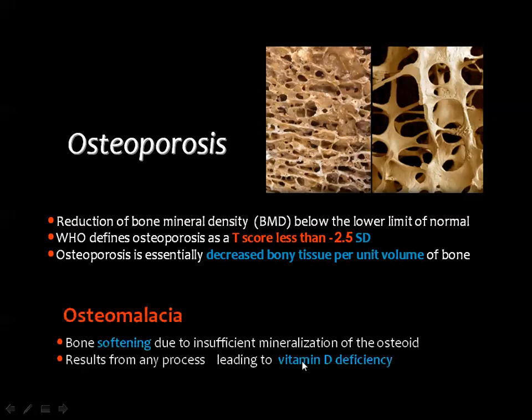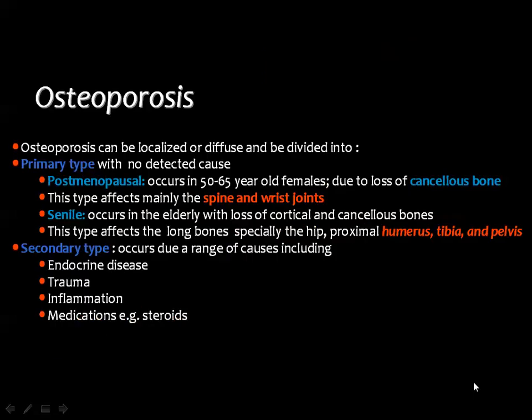This is quite different from osteomalacia, which means that there is bone softening, meaning that there is not enough calcium in the bone, and this is the basis of vitamin D deficiency. Vitamin D deficiency will lead to osteomalacia, while decreased serum calcium may lead to osteoporosis.